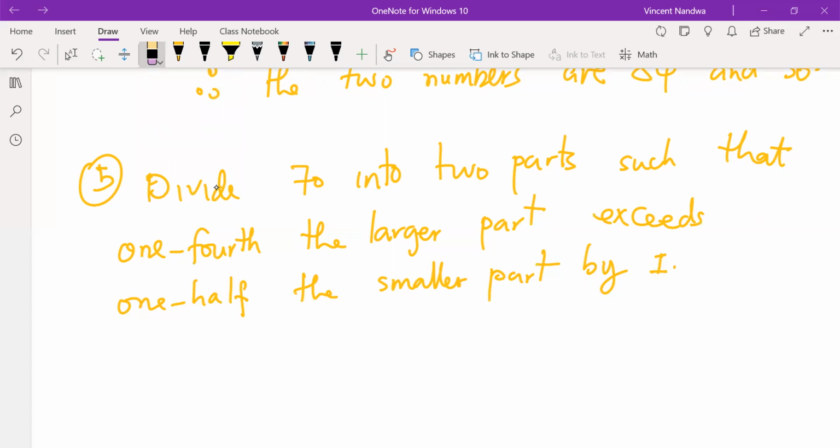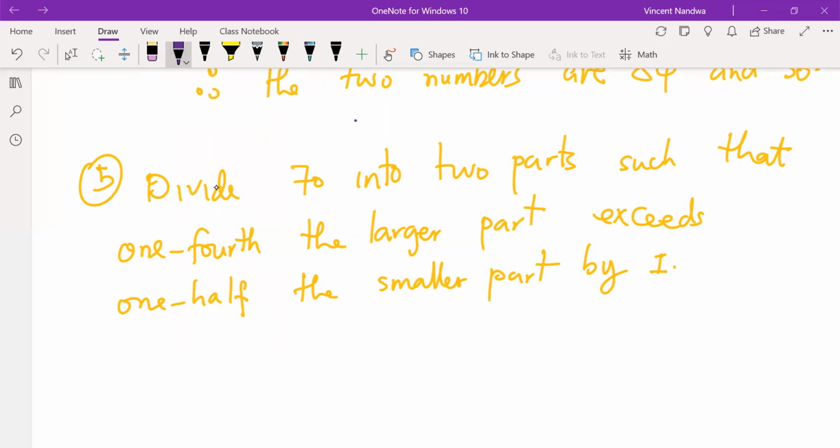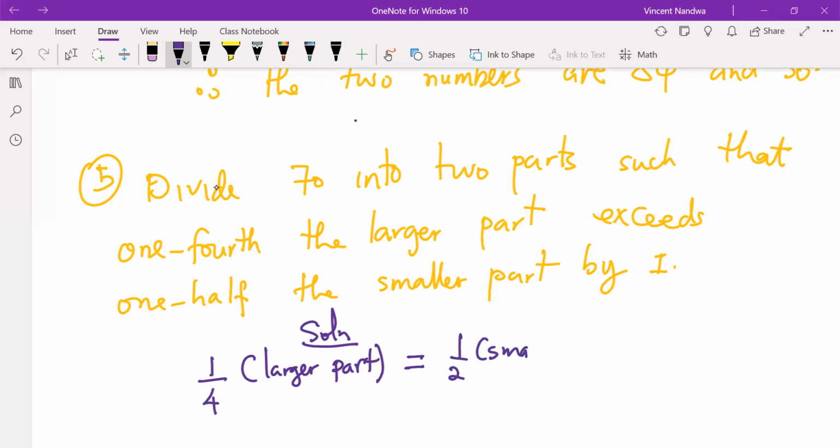So this is a problem to subdivide 70 into 2 parts, such that 1/4 the larger part exceeds 1/2 the smaller part by 1. This is how we can interpret this question. We're saying that 1/4 of the larger part is the same as 1/2 the smaller part plus 1. So that's what exceeds 1/2 the smaller part by 1 means. That's what the problem means.